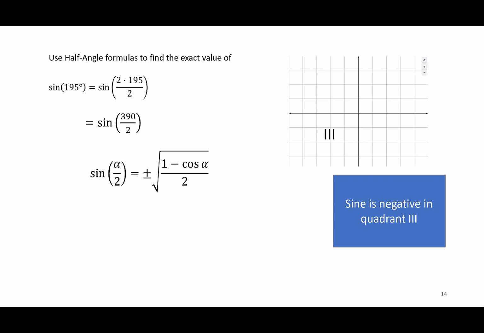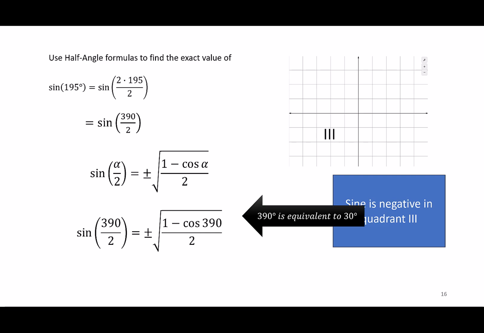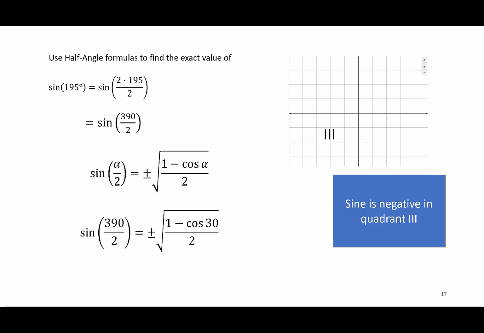Then let me quickly remind you our formula will be sine alpha over 2 equals plus or minus the square root of 1 minus cosine alpha over 2. In this case, alpha is equal to 390 degrees. We have sine of 390 over 2 is equal to plus or minus the square root of 1 minus cosine of 390 over 2. 390 is equivalent to 30 degrees, so let's rewrite this as plus or minus the square root of 1 minus the cosine of 30 over 2.